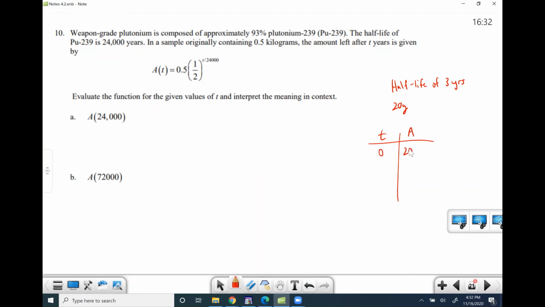So that means that when time is 0, you got 20 grams. Now let's say 3 years have passed. Then that means now I'll have half of it left. I'll have 10 left. If another 3 years pass, so now it's been 6 years, I'll half it again. Another 3 years pass, I'll half it again. Okay? So when somebody says something has a half-life of 3 years, then that means it'll decay to being half as much if 3 years pass.